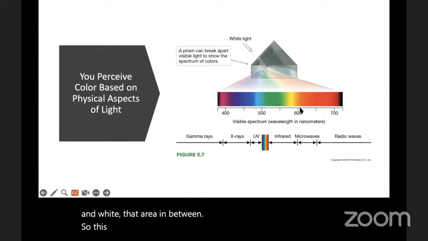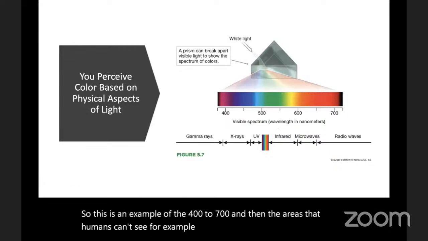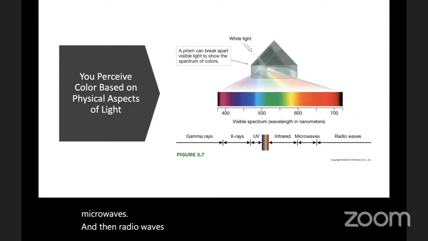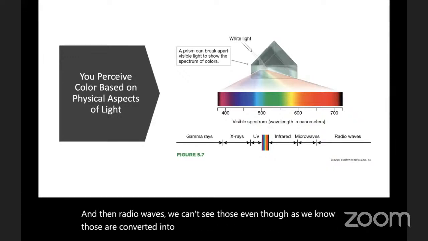So this is an example of the 400 to 700, and then the areas that humans can't see, for example, are UV light, X-rays, infrared, microwaves, and then radio waves. We can't see those, even though, as we know, those are converted into sound waves, okay?